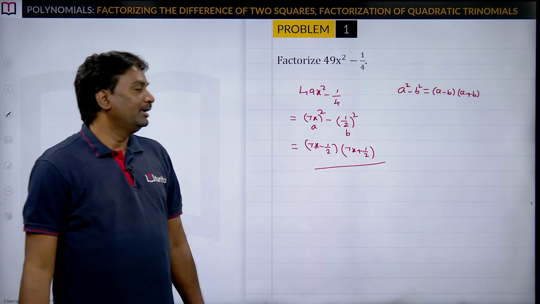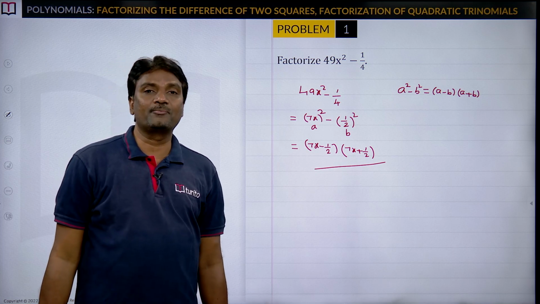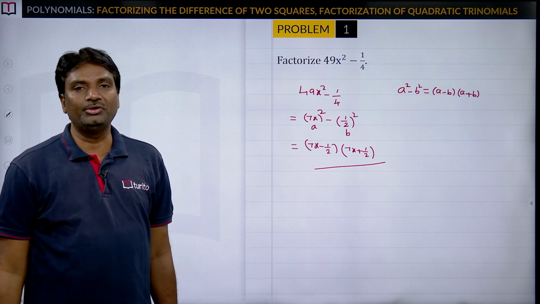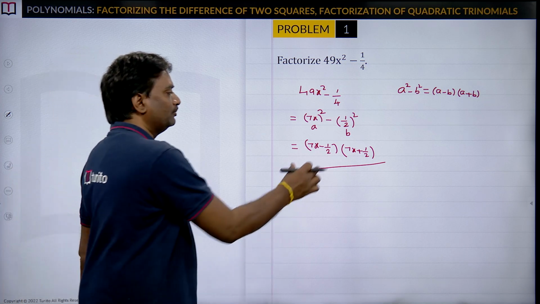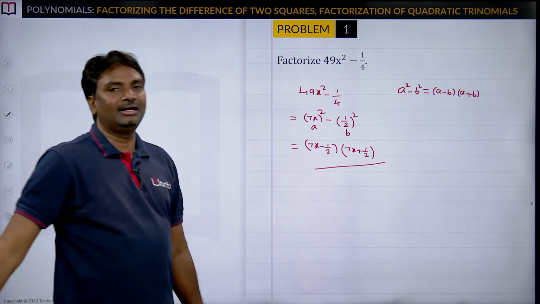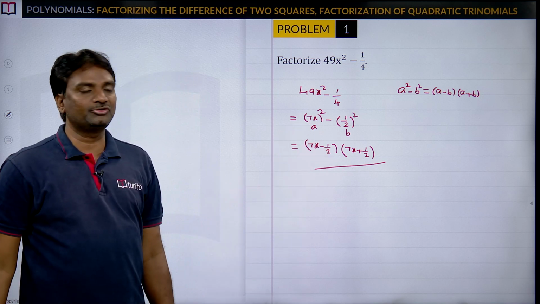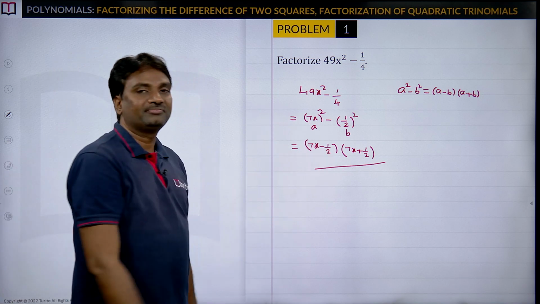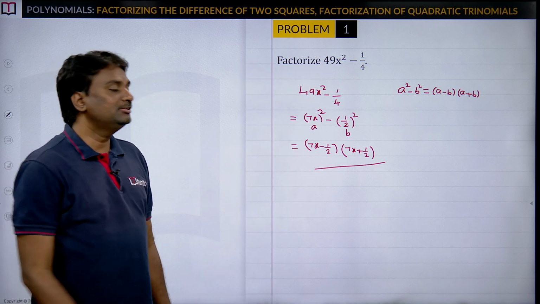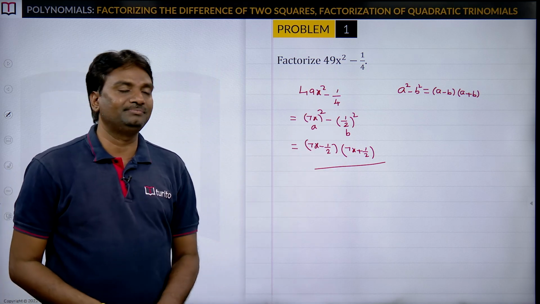Here we have expressed 49x square minus 1 by 4 as the product of two polynomials: 7x minus 1 by 2 into 7x plus 1 by 2. By multiplying these two polynomials again, you will get the given expression. This is in the form a minus b into a plus b, that is a square minus b square: a square, 7x whole square, 49x square, is the first term, and b square, 1 by 2 whole square, 1 by 4, is the second term.